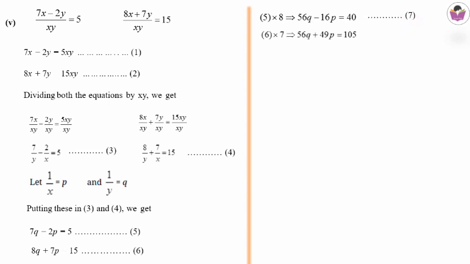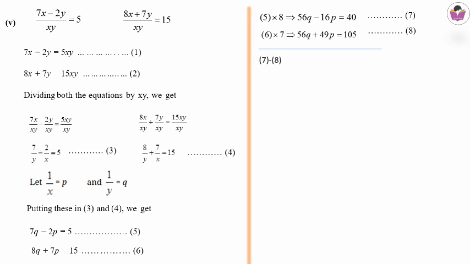Then the next equation I multiplied with 7, this coefficient of q I have taken and multiplied here, that is 7 into 8 that is 56, then 7 into 7 that is equal to 49, and 7 into 15 that is equal to 105. Equation number 8 we have labeled.